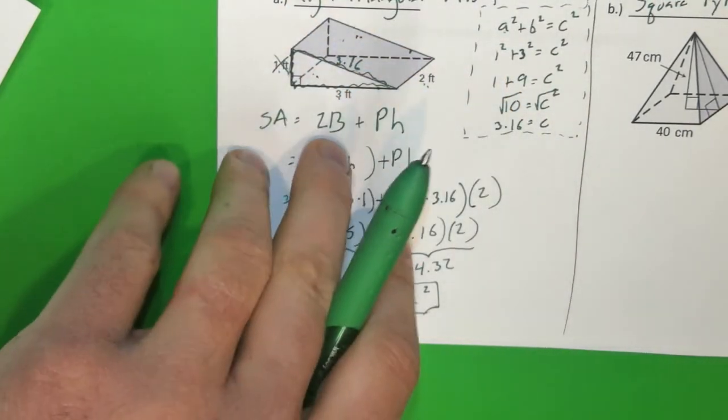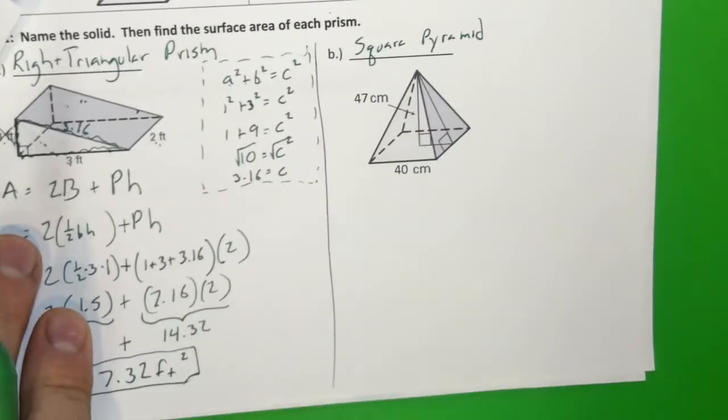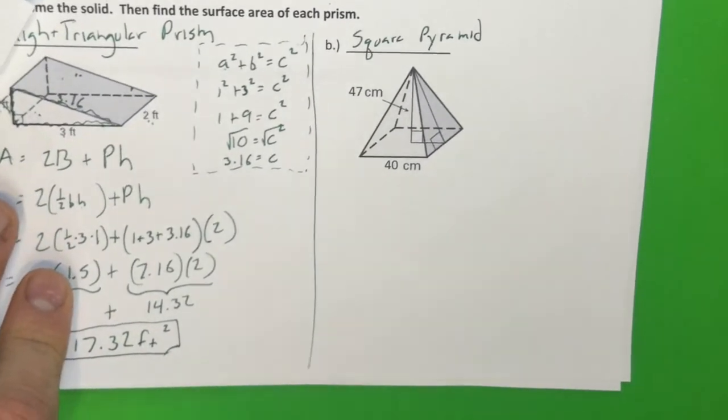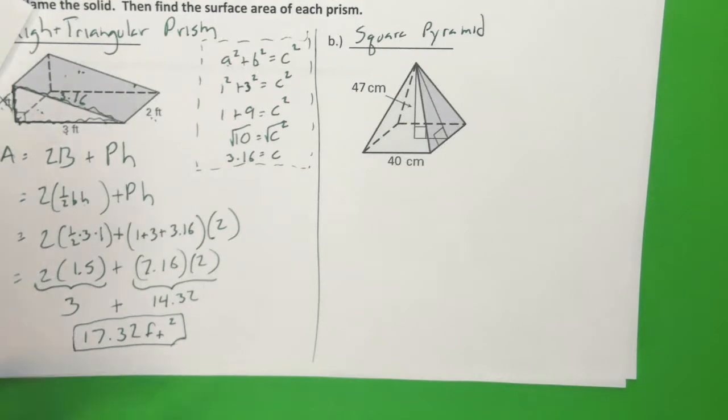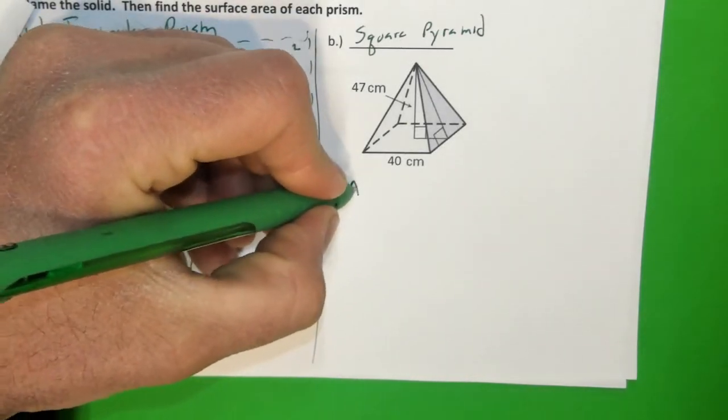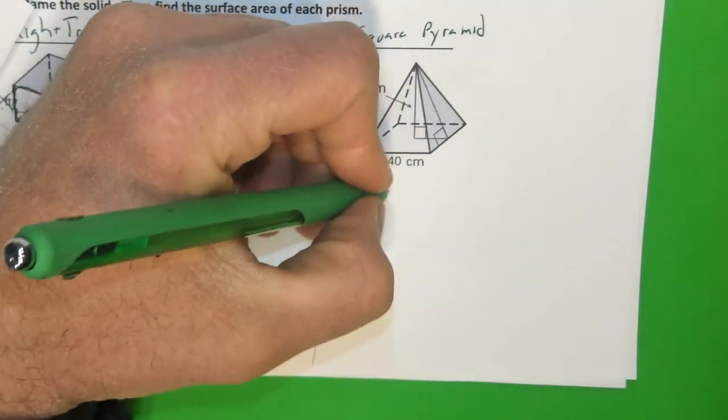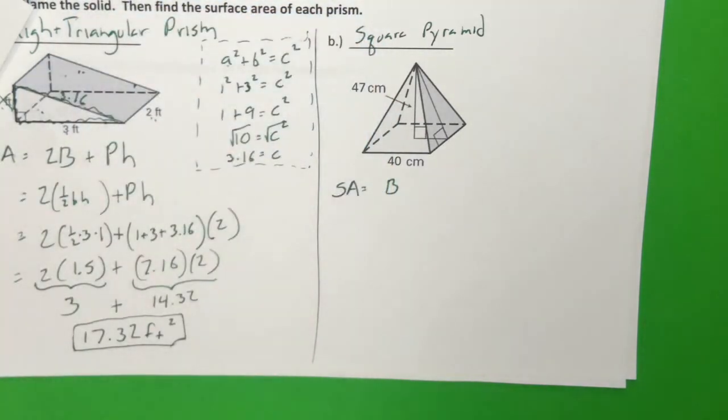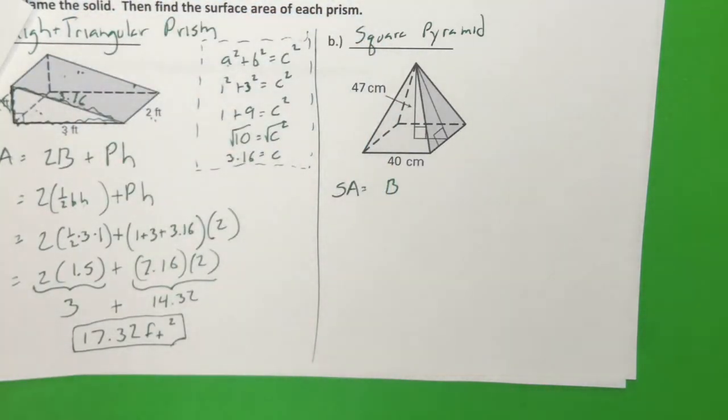Pyramid. The next one is a pyramid right here. For our pyramid, we want to go through the same kind of situation. What you want to do here is find the surface area of your base. This time we only have one base, so we're only using one big capital B, not 2B like last time.